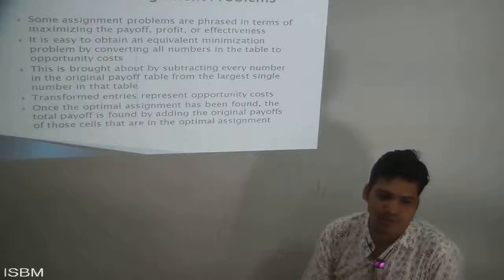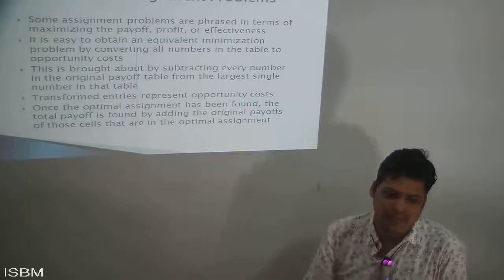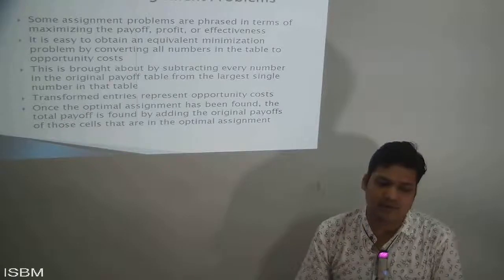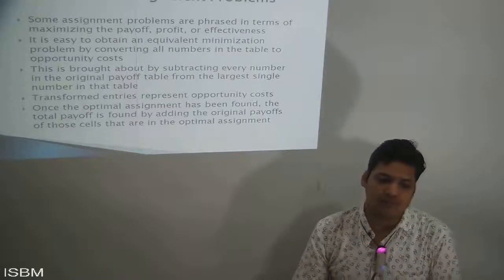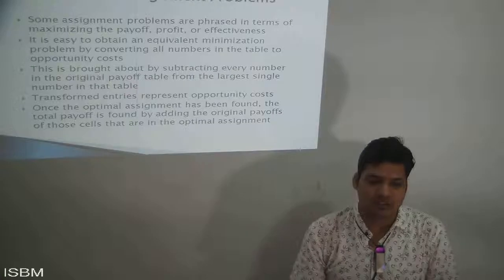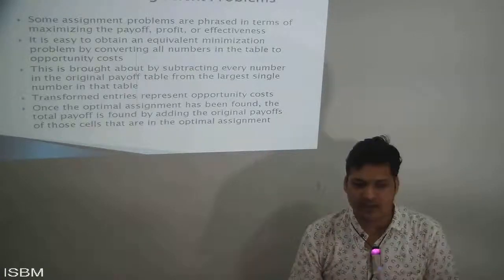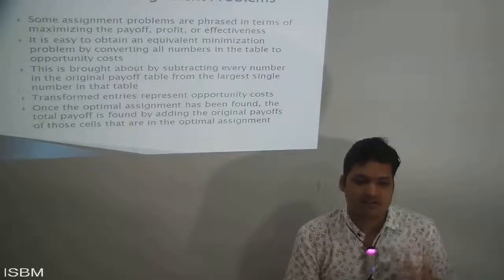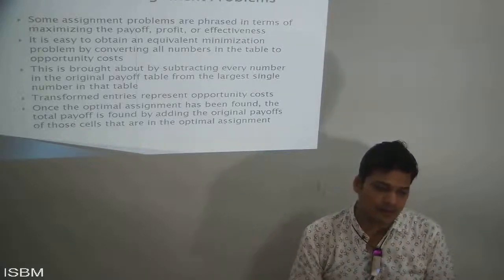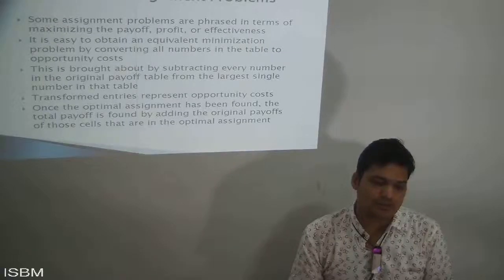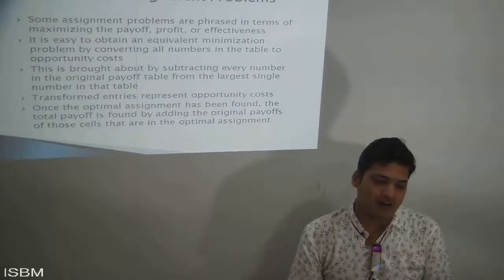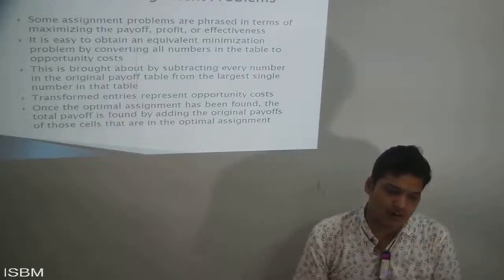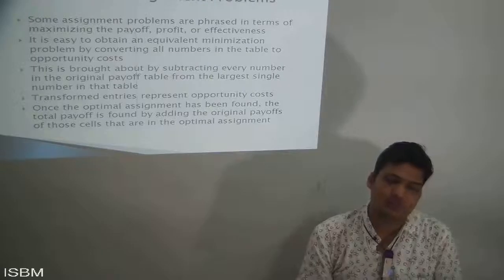Some assignment problems are phrased in terms of pay, maximizing the pay, profit or effectiveness. It is easy to obtain an equivalent minimization problem by converting all the numbers in the table to opportunity costs. This is done by subtracting every number in the original payoff table from the largest single number in the table. The transformed entries represent opportunity cost. Once the optimal assignment has been found, the total payoff is found by adding the original payoffs of those cells that are in the optimal assignment.